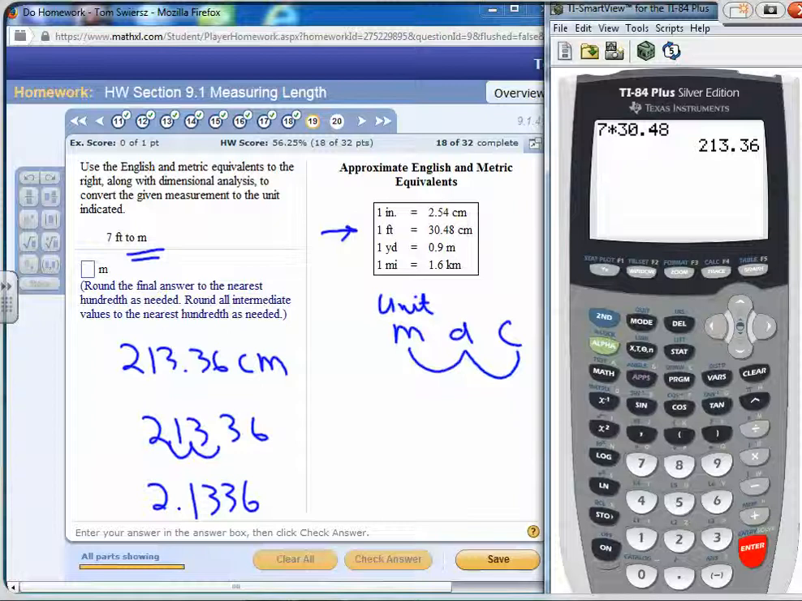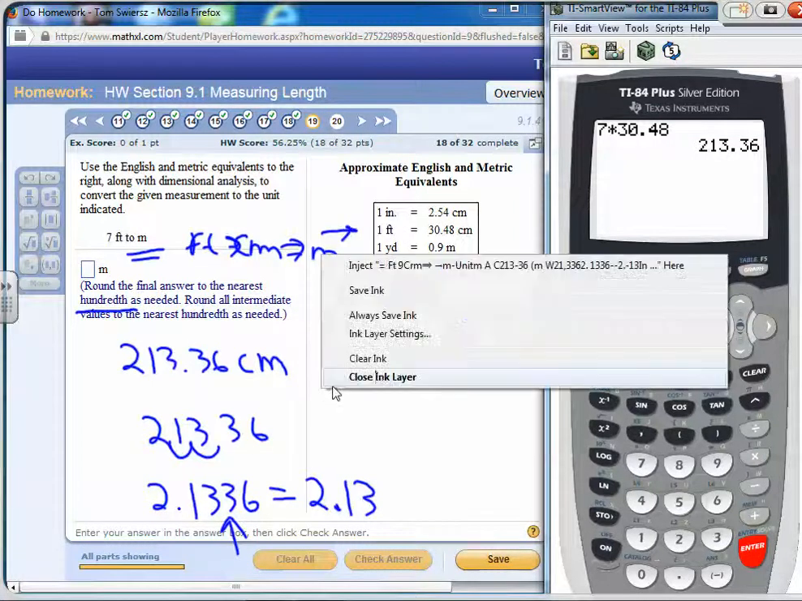2.1336. But now it says round the final answer to the nearest hundredth. So now we round off to the hundredth, 2 decimal places. The third is a 3, so we would keep it 2.13, or round down, and that will be our answer. So again, 2-step process. We converted feet to centimeters first, and then centimeters to meters using our metric counting over the number of places. So we end up with an answer of 2.13 to the nearest hundredth.